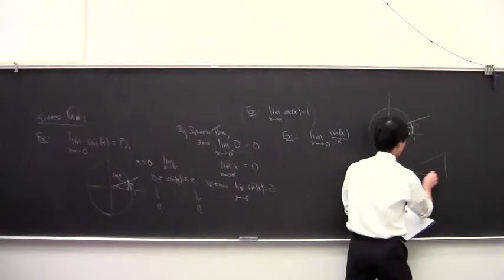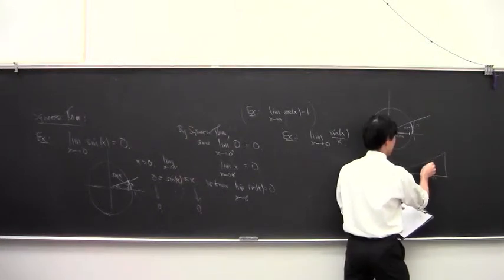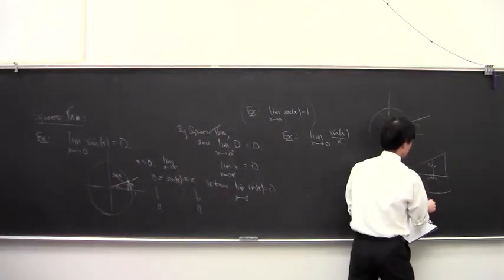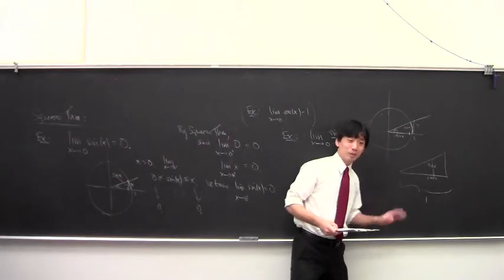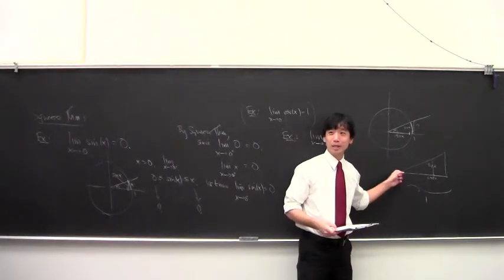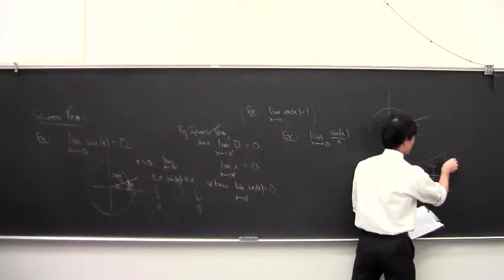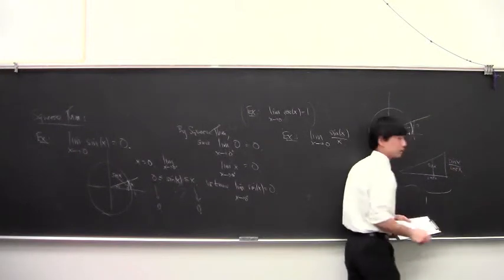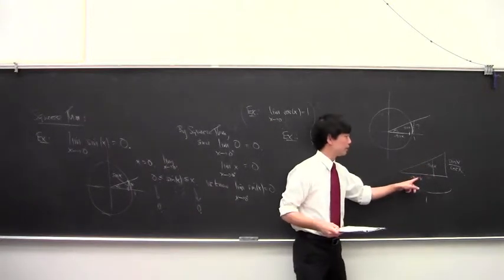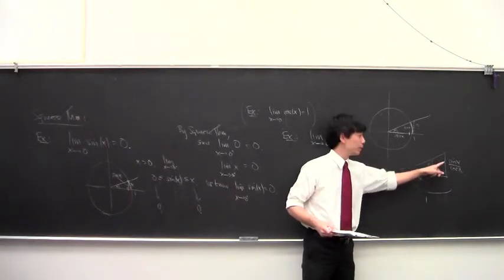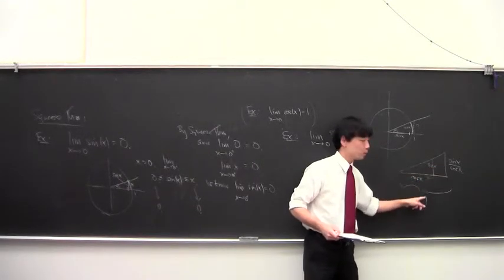So you have two triangles. This length is cosine. This height is sine. This length is 1. So what's the height? These are similar triangles, so you know that it'll be sine x over cosine x. Because the ratio of this length to this length has to be the ratio of this length to 1.